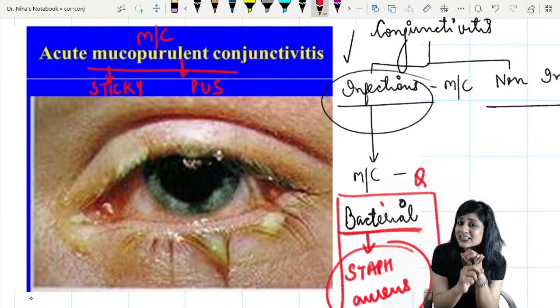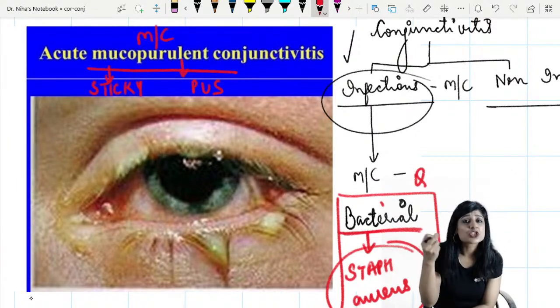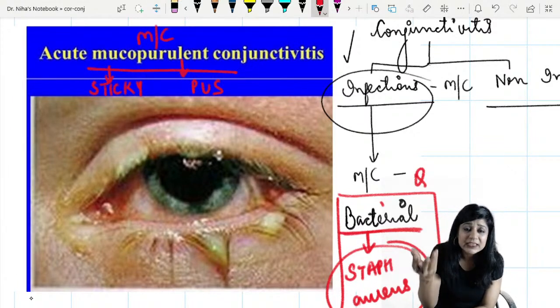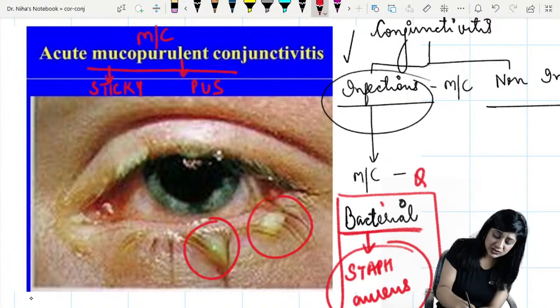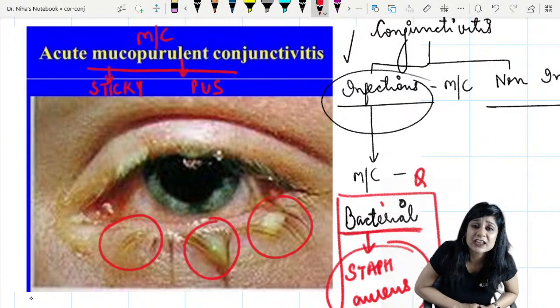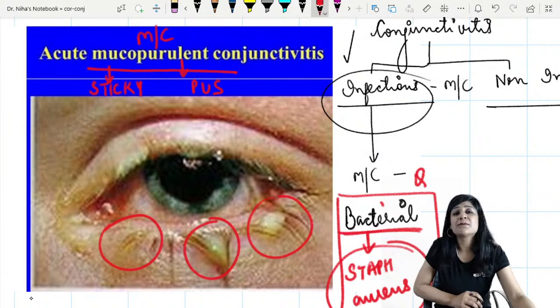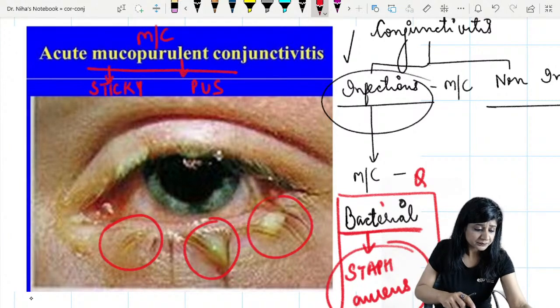We have sticky discharge, we have got pus, we will have sticking of eyelashes, matting of eyelashes. Patient will say, I'm not able to open the eyes in the morning. There is yellowish discharge. Can you see the typical kind of yellowish discharge? So all these are very, very common. Can you tell me an important DD that you are going to get in acute mucopurulent conjunctivitis, guys?